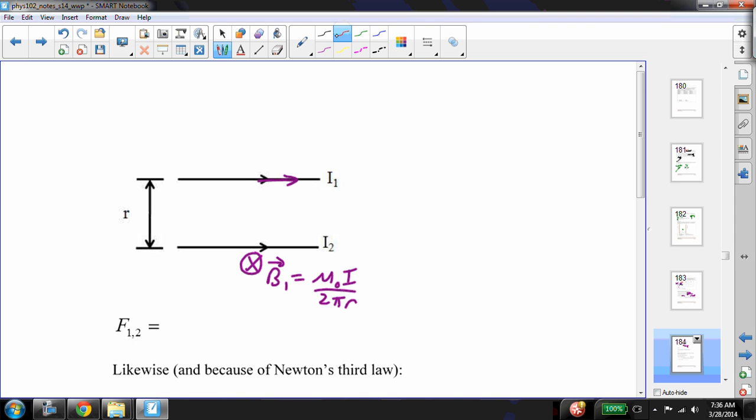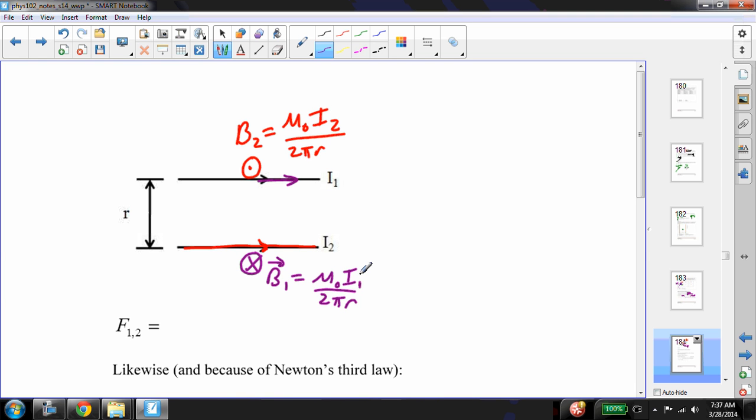Now similarly, the current here is going to generate a magnetic field that up here is out of the page. So this wire generates a magnetic field up here. I'll call this B2, which is also equal to mu naught I2 over 2 pi r. And down here, this was due to current 1, mu naught I1 over 2 pi r. So both of these wires generate a magnetic field.